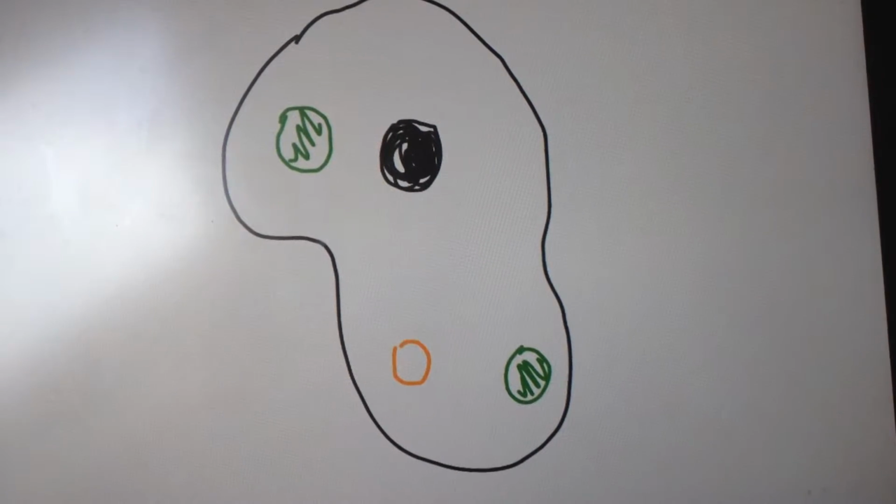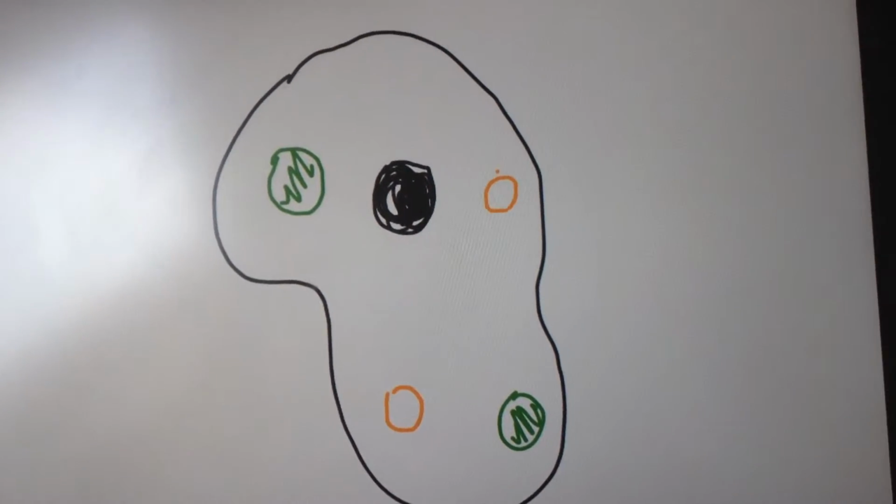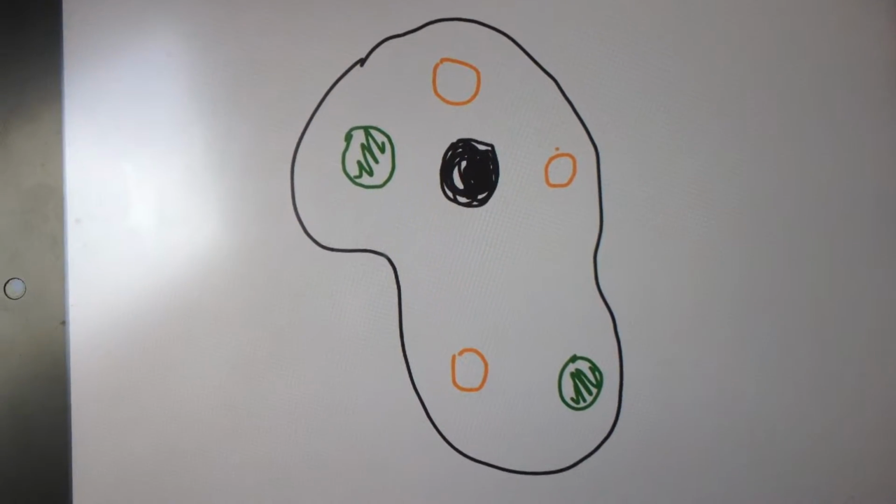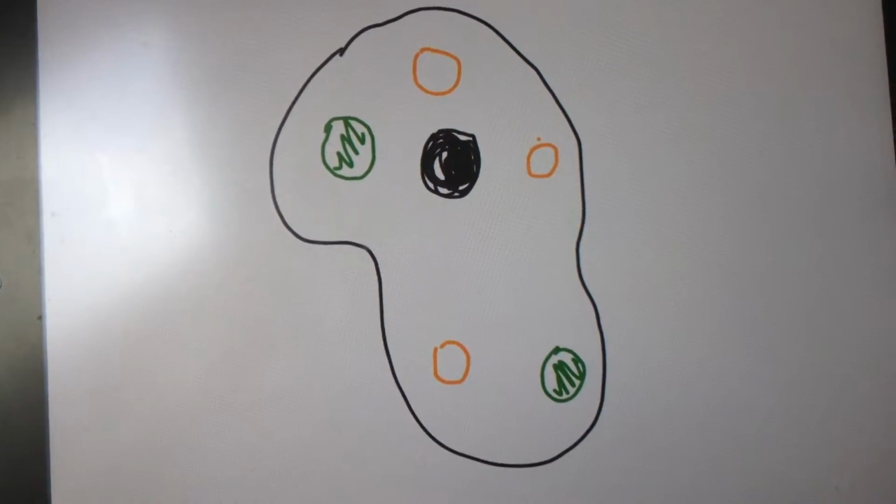These are the lysosomes. Lysosomes hold enzymes that were created by the cell. The purpose of the lysosome is to digest things. They might be used to digest food or break down the cell when it dies.